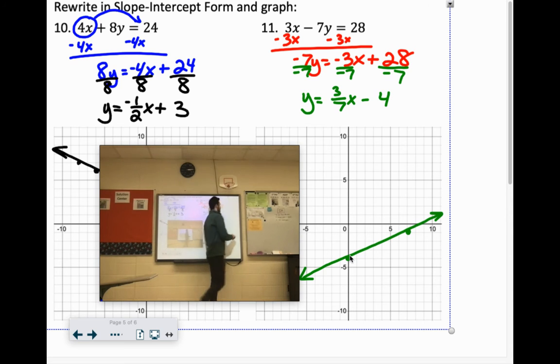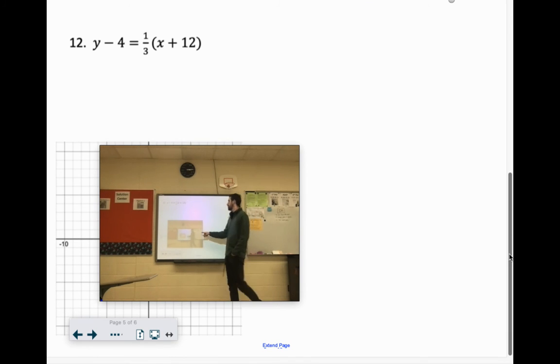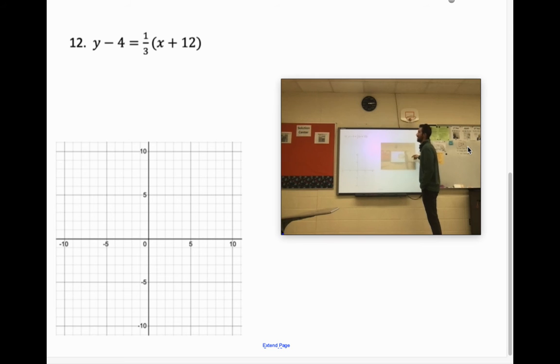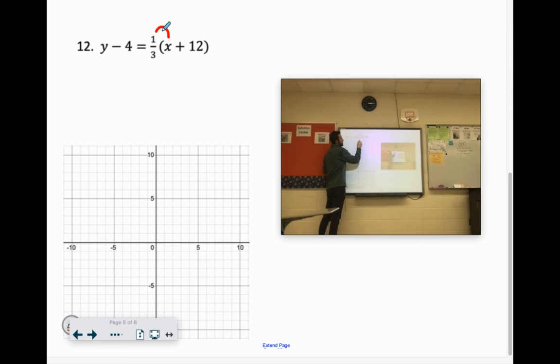Now I've got a curveball to throw at you here. Number 12. This form is called point slope form. Again, you'll learn how to use this form, but you always have the backup of moving it into slope-intercept form. So the way we're going to do that here is we're going to distribute whatever's outside the parentheses. 1/3 times x is 1/3 x. 1/3 of 12 is 4.